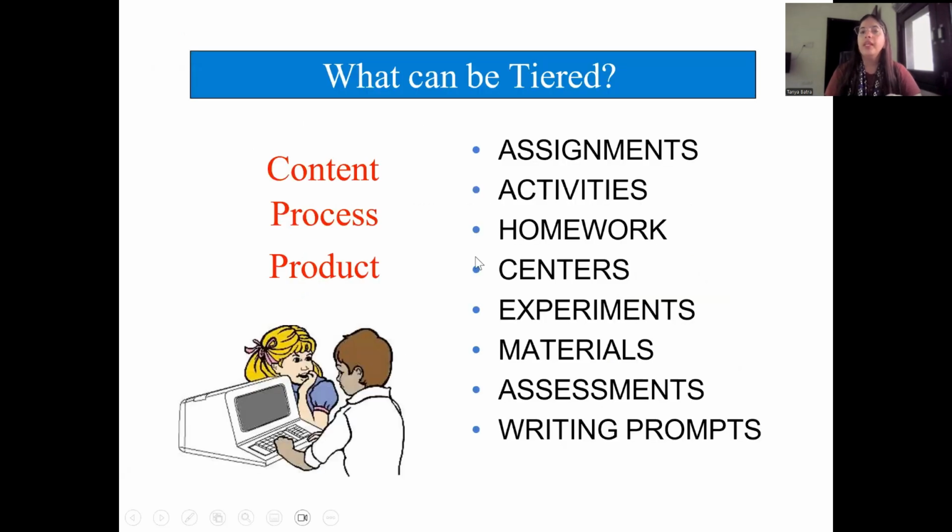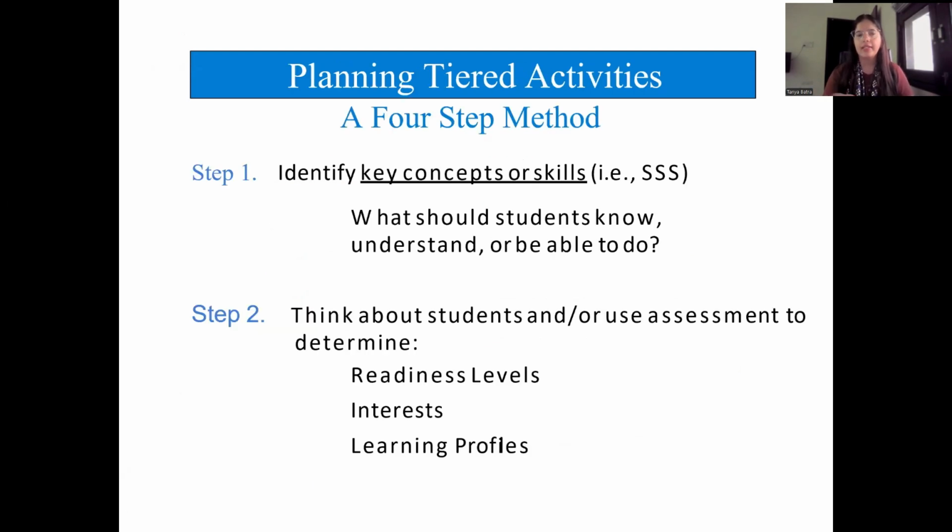Let's move further. So what can be tailored? The content, process, and the product. Assignments can be differentiated. Activities can be differentiated. Homework, centers, experiments, material, assessments, writing prompts. All of these differentiation can be done in all of these areas. Okay. Now planning a tailored activity, a four-step method.